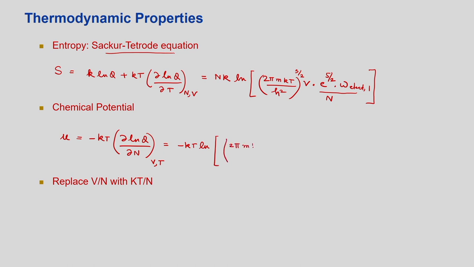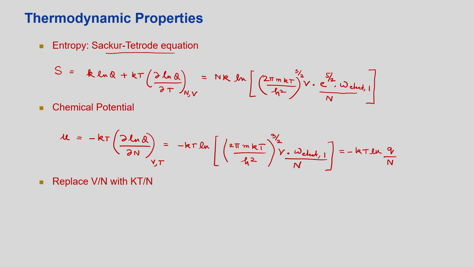2 pi m kT. These won't have any effect because they are not functions of the number, the translational terms and volume are not based on numbers. So you have the translational component as before, then the ground state degeneracy by N. Now if you notice, this is nothing but minus kT ln of small q, the partition function of a single atom with three different modes of energy: translational, nuclear and electronic. So ultimately you get minus kT ln of small q by N.